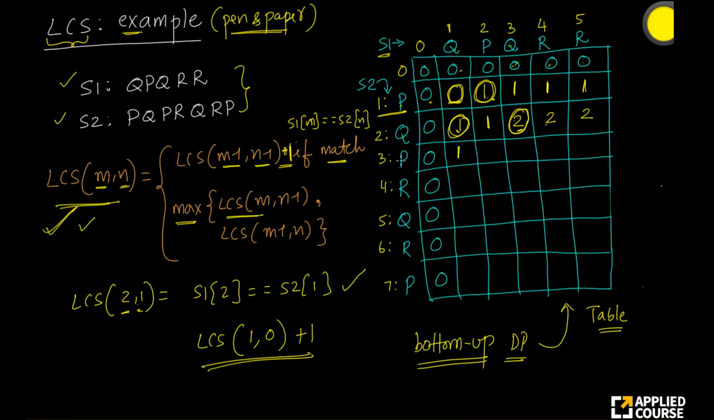Again, P and P, there is a match. So when there is a match, what should we do? We should actually take this and add 1 to it. So this becomes 2. Right?